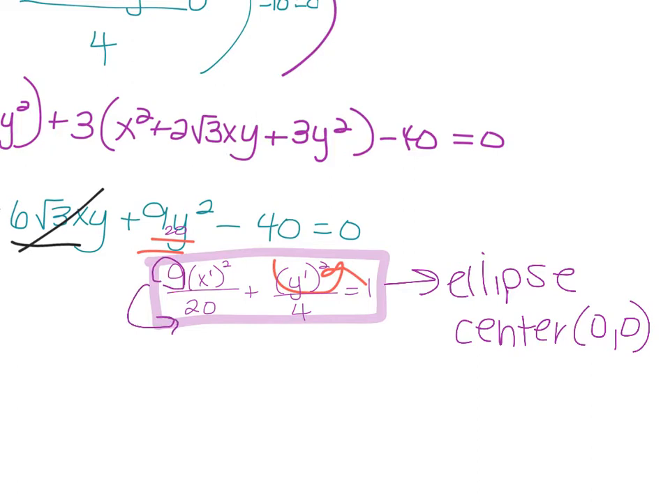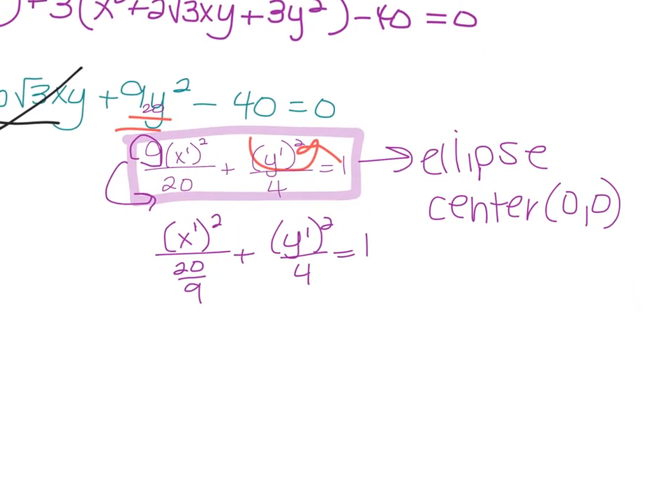So if you think about it, we've done this in the reverse, where if it was 20 over 9 in the bottom, we flipped it, and the 9 went to the top. We're doing the reverse. So we're just bringing the 9 to the bottom of the 20. So this would be x prime squared over 20 over 9 plus y prime squared over 4 equals 1.